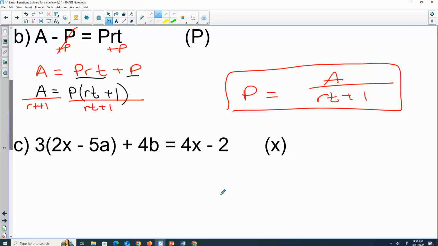I want you guys to try C. Probably looks more like what you're used to. Solve for x. See if you can get x by itself. Summer was long. We forget things. It's not a big deal.